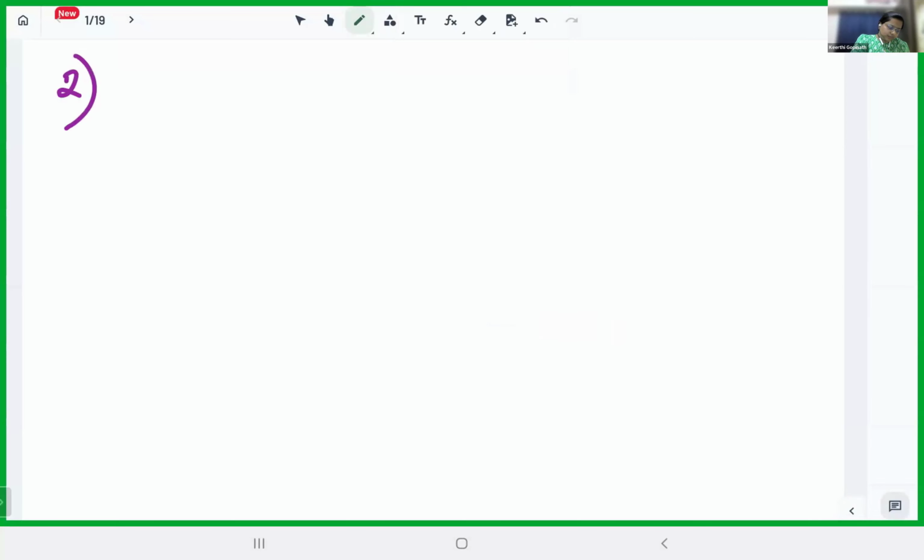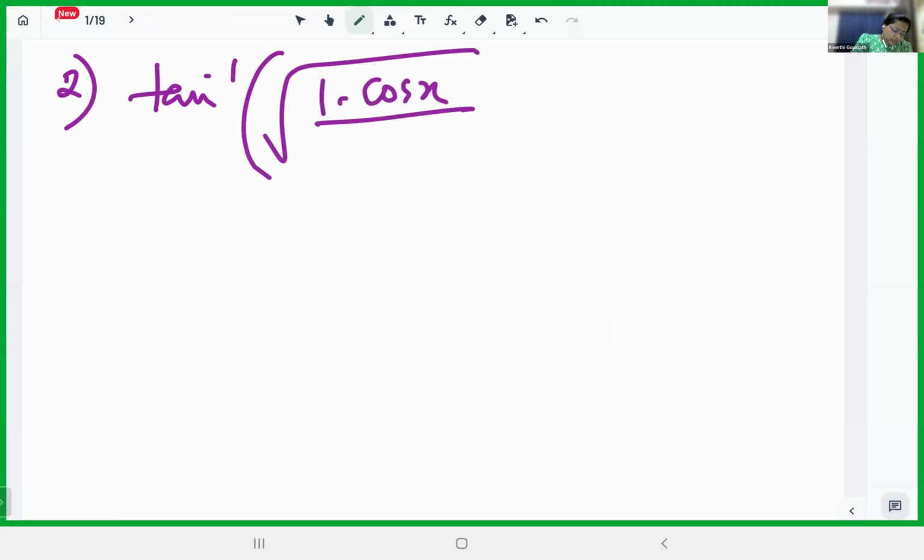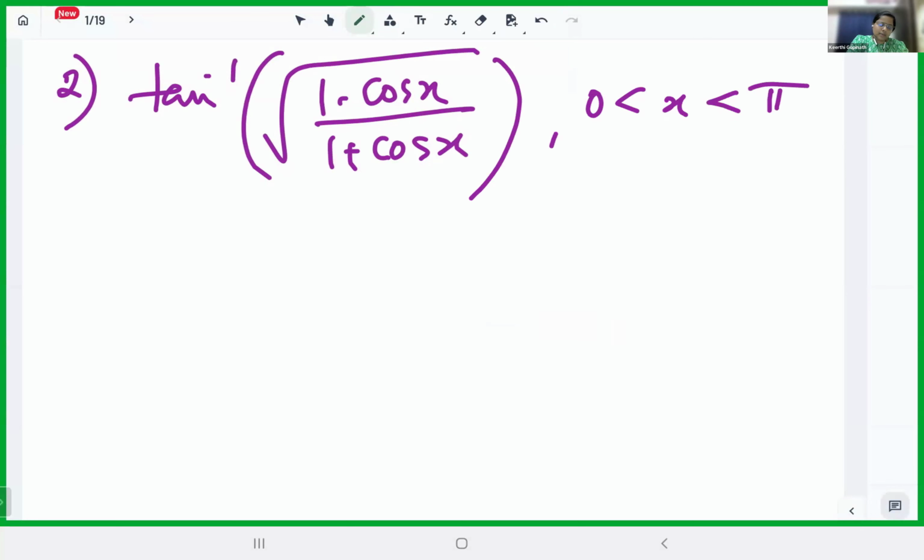Now the second question is tan inverse of root of 1 minus cos x by 1 plus cos x, where the interval is given as 0 less than x less than pi. Here also you can see that the identity we derived earlier should be used, that is for 1 minus cos x and 1 plus cos x. Here x is not an independent function, it is an angle, the angle of cos. So we can't substitute directly for x. We can directly apply the trigonometric identity, that is the half angle formula.